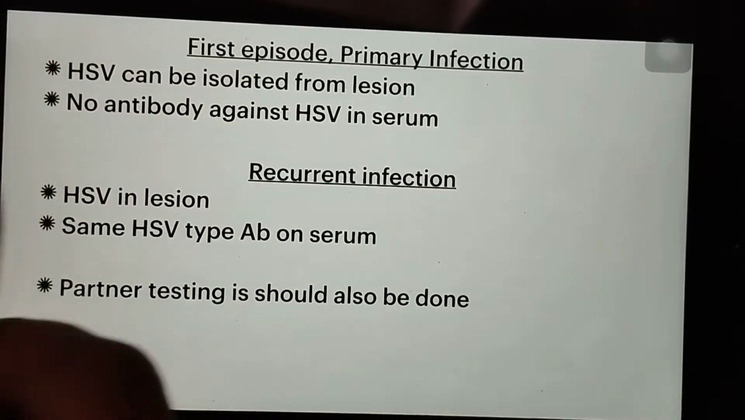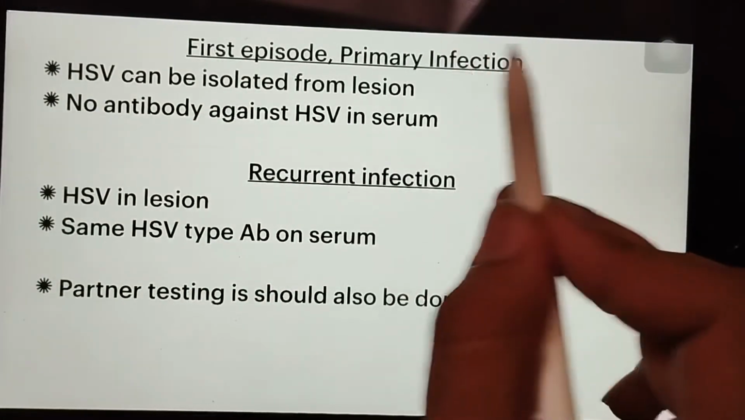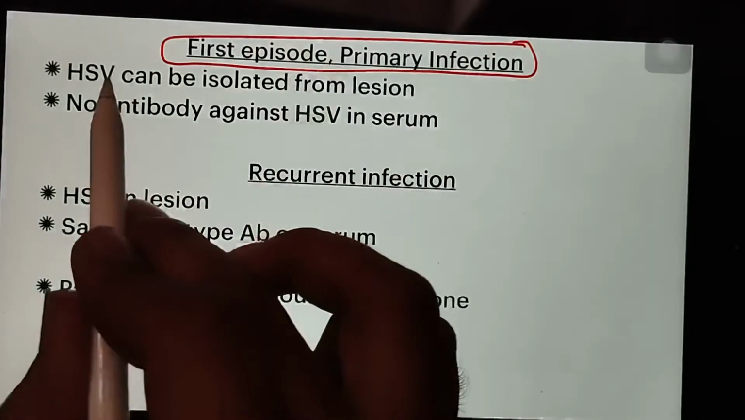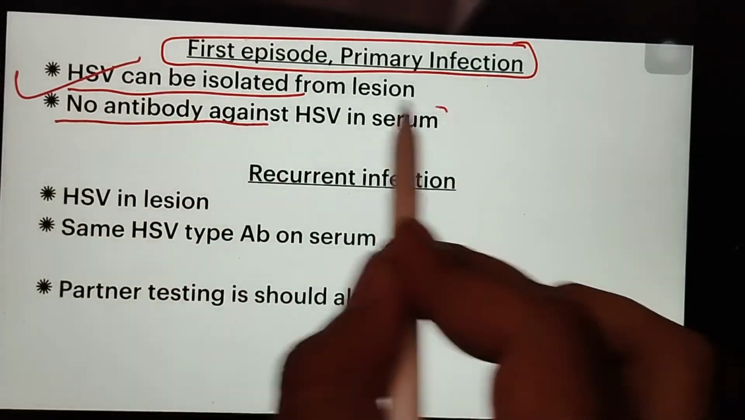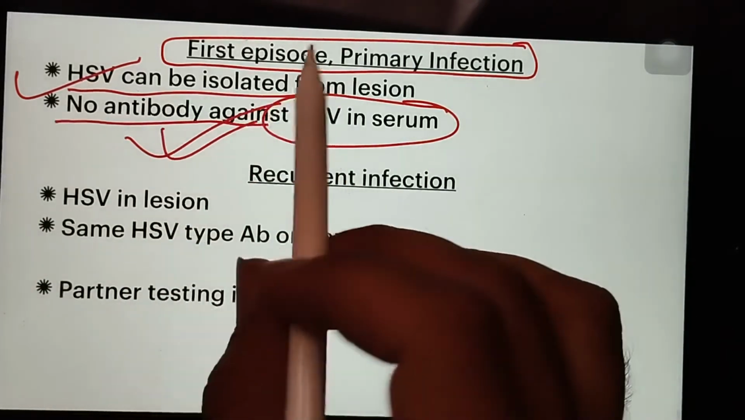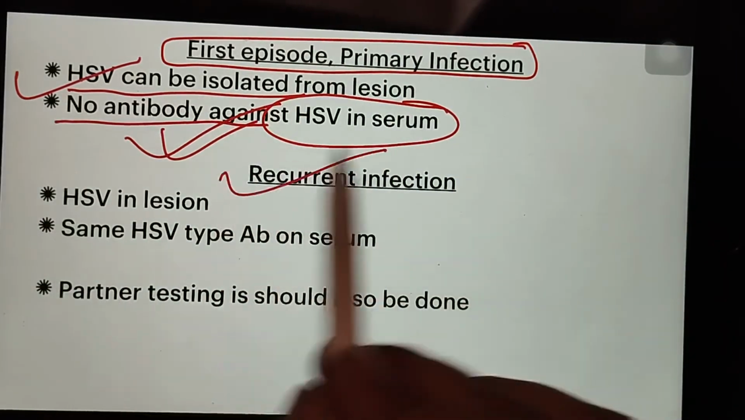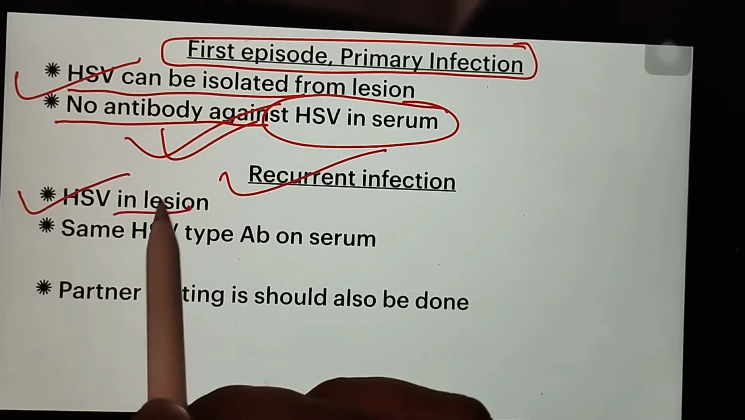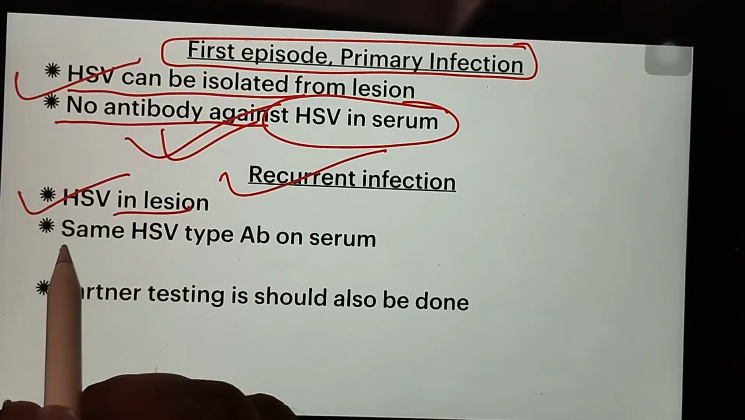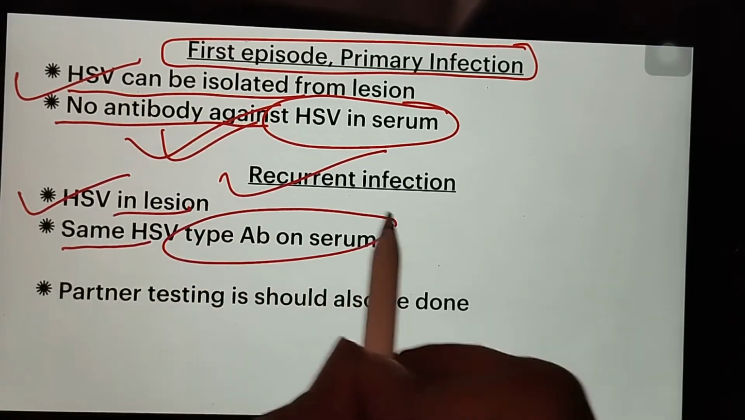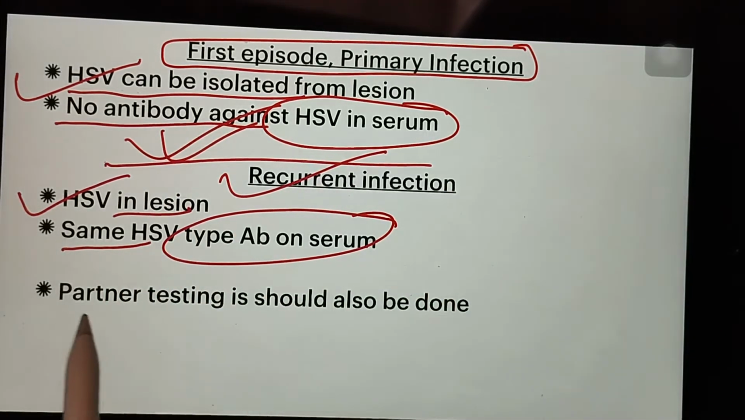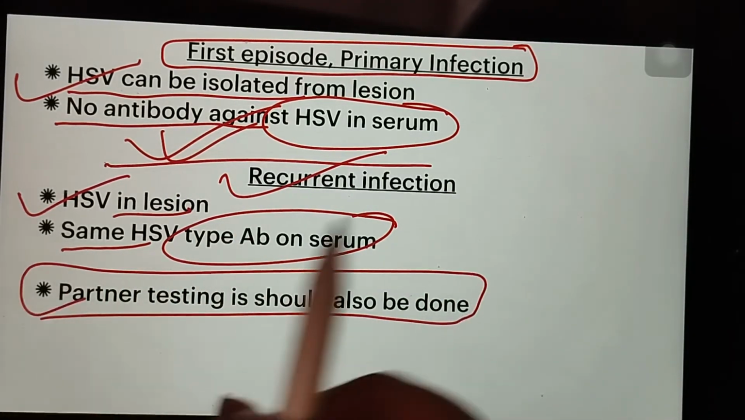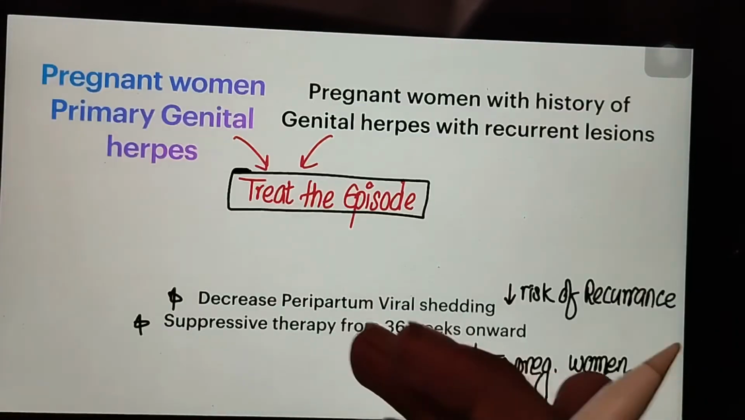So in the first episode, which is also the primary infection, HSV can be isolated from the lesion, but no antibody against HSV can be found in the serum. But in recurrent infection, HSV is seen in the lesion, and the same HSV type antibody is also in the serum, so we can distinguish between primary and recurrent infection. Partner testing should also be done in this condition.